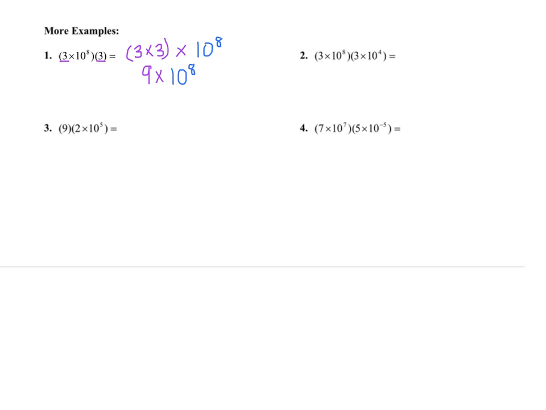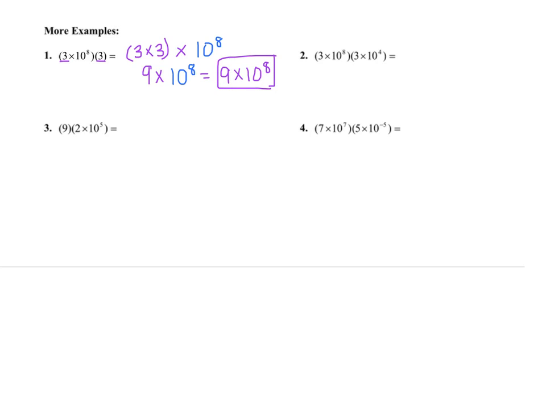Now, what do you notice here? We only have one number in scientific notation, so we keep it the same. And we also notice our number is between 1 and 10. Therefore, your final answer is 9 times 10 to the 8th power. You can also write 9.0. That is fine as well.